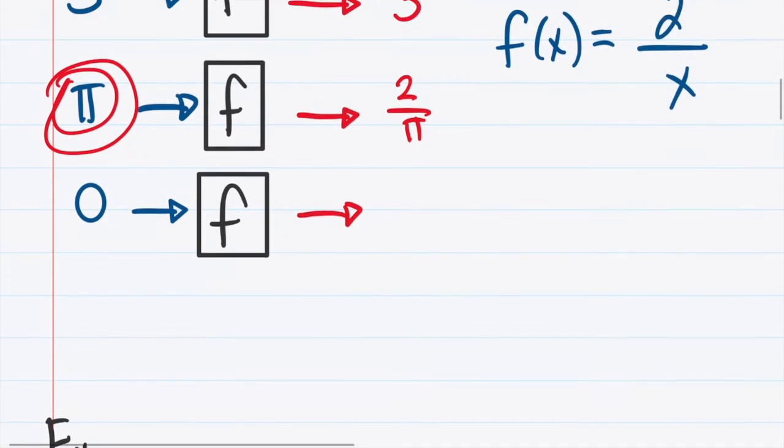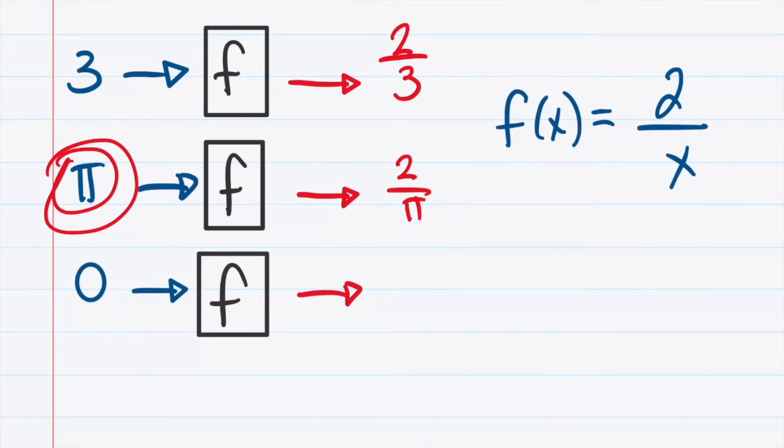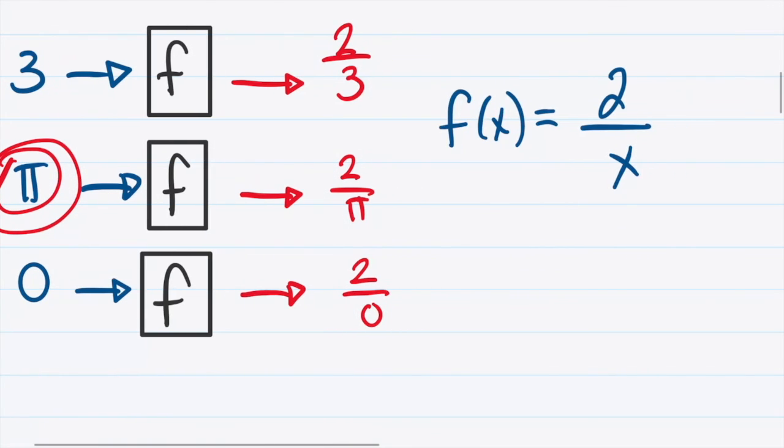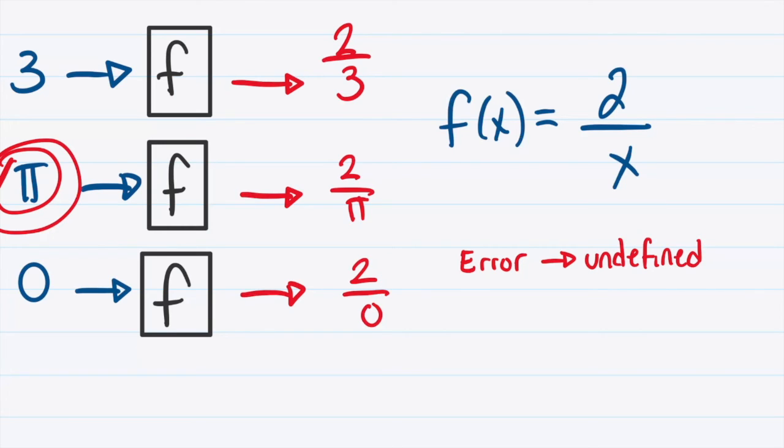Now for the next one, when your x is 0, can you provide an answer of 2 over 0? I want you to put that in your calculator and see what it says. It might say error, which is another way of saying undefined. You cannot do that, guys. 2 over 0 is not possible. And the symbol for undefined is actually a 0 with a slash.